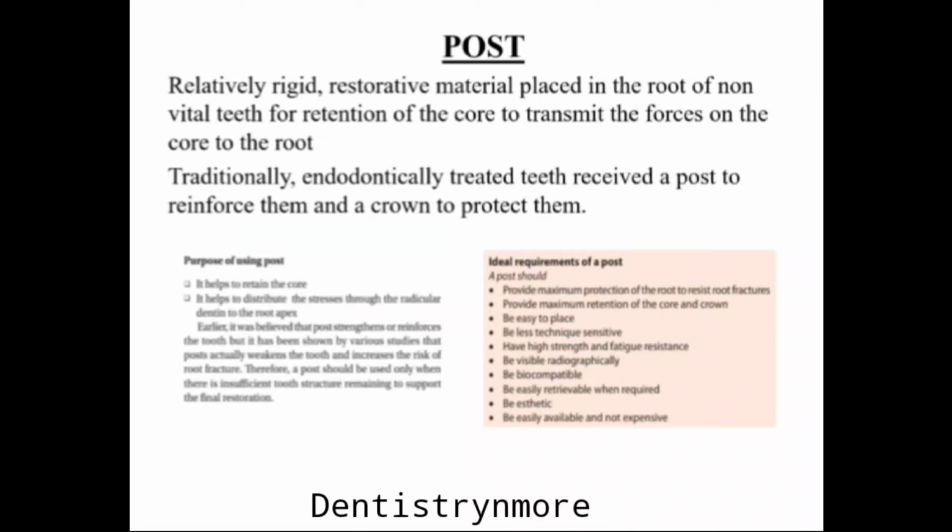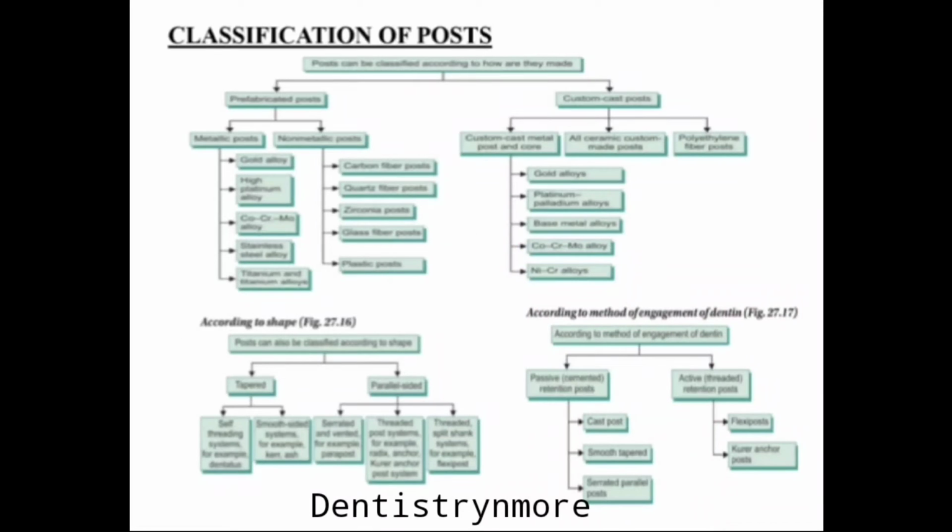So these are the ideal requirements of the post. It's very important. A post should provide maximum protection to the root to resist root fracture. It should provide maximum retention to the core and crown, be easy to place, be less technique sensitive, be visible, and be biocompatible. So these are the ideal requirements. You can follow this. Now we are moving to the classification of the post.